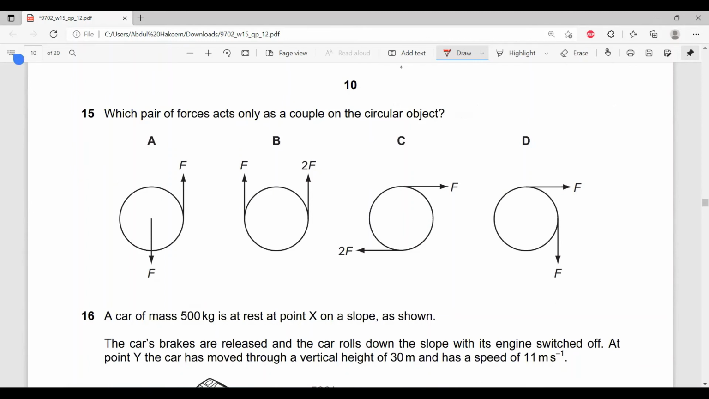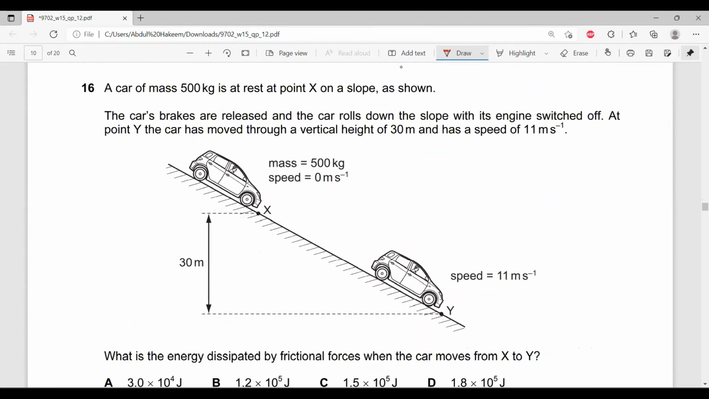Next, very simple. Which pair of the forces act on the couple of the circular object? This is not a couple because this is F, this is 2F, 2F, F, and both are not parallel to each other, so definitely this is the answer. And the next.